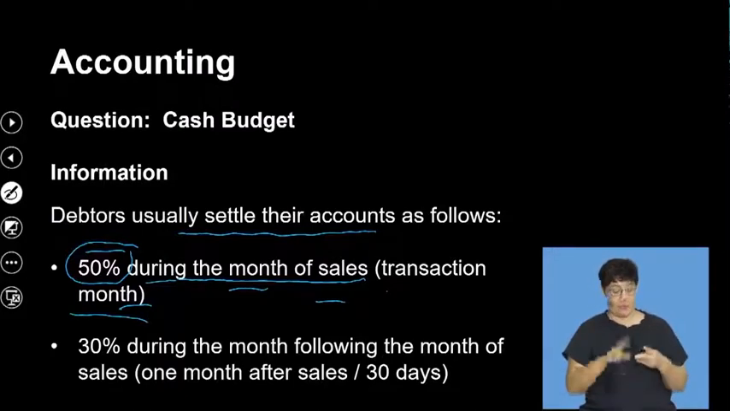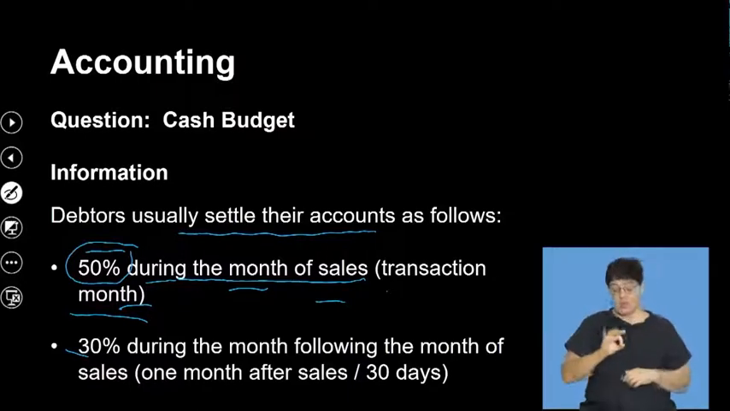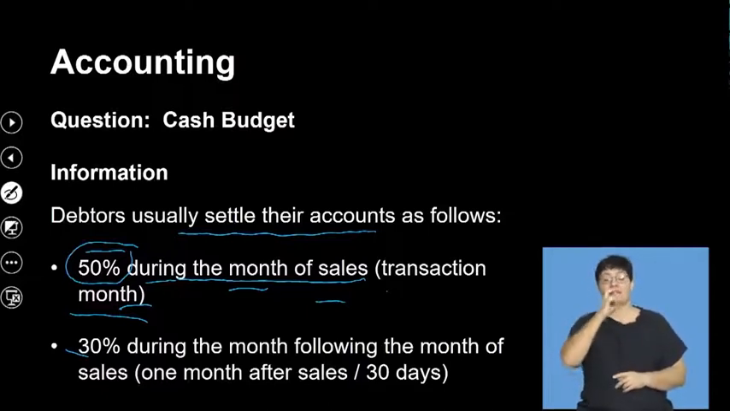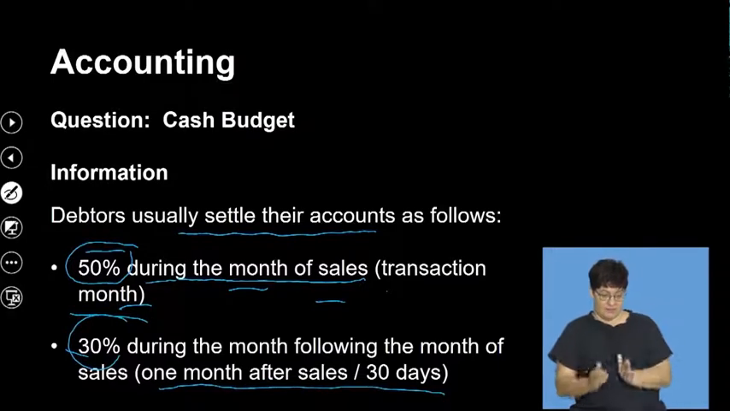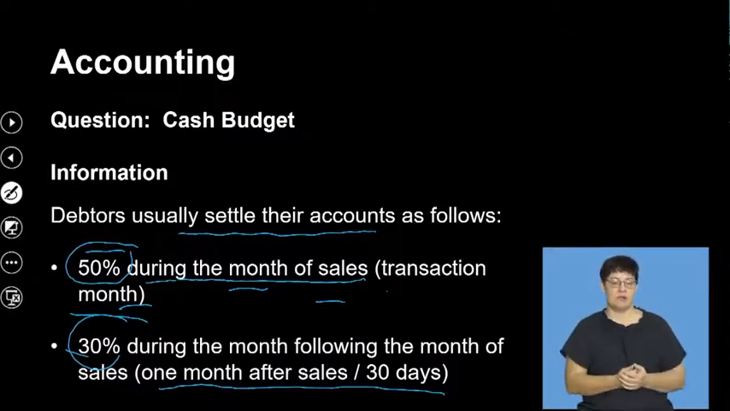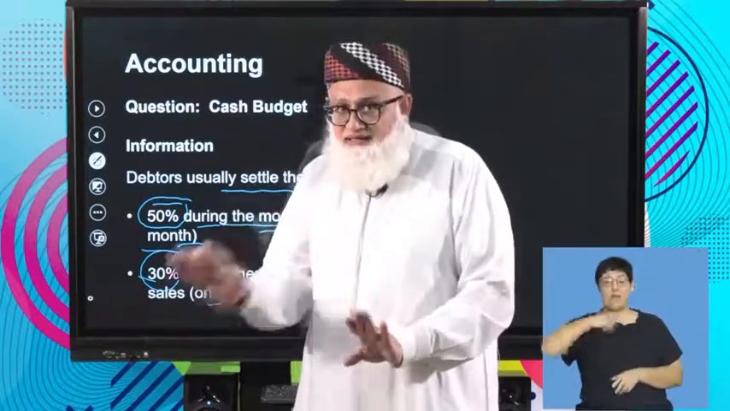Then you expect 30% of your debtors to pay the month following the month of sale. So if you sold in August, 50% will pay you in August, 30% will pay you in September. Can you see? 30% during the month following the month of sale. It means 1 month after the sale month. So clearly you can see. Again, keep focused. August is when we sold on credit. 50% will pay us in August. 30% will pay us in September. Right? So you can clearly see the flow of information.